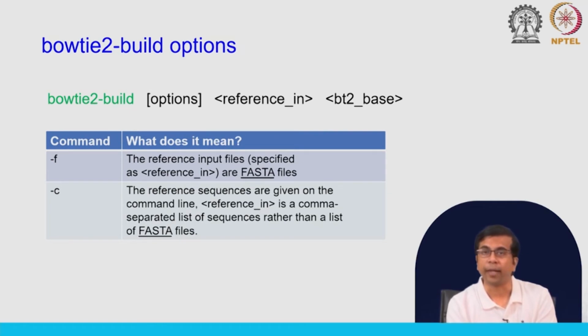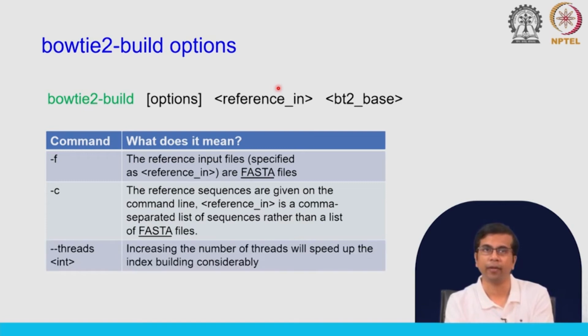There is another option, -c, which you specify when you are giving the reference sequences in the command line itself instead of file names. So, if you are writing this command Bowtie2 build, instead of reference in file names, you put the sequences here. But this is quite rare, because these sequences are so huge that we would not put them in the command line. We will usually put them in files and then direct to the files from this command line.